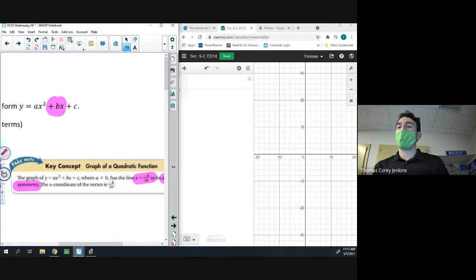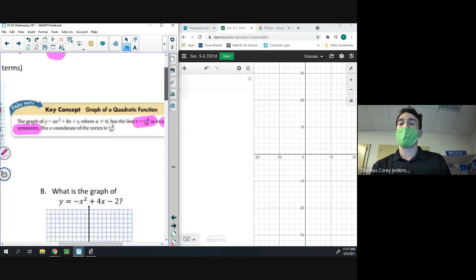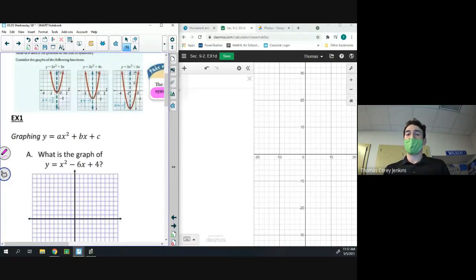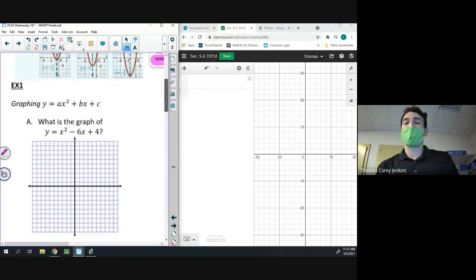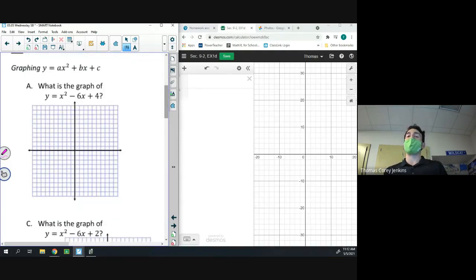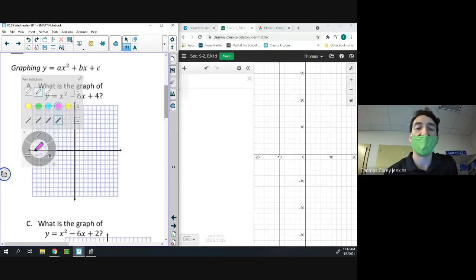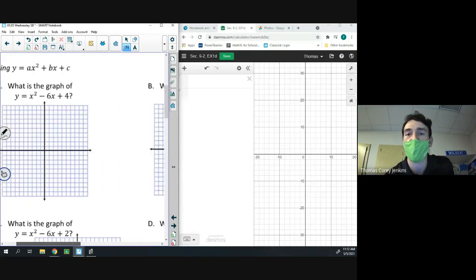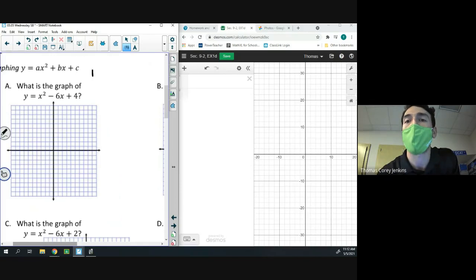So without any other kind of setting it up, let's just go ahead and jump into it. Example 1 is all about graphing these. So that's what we'll be doing. Go ahead and start with 1a. It says, what is the graph of x squared minus 6x plus 4? Before we do anything with Desmos, we're going to practice using that formula that we just talked about, the axis of symmetry. So we'll call this step 1, which is the axis of symmetry step.